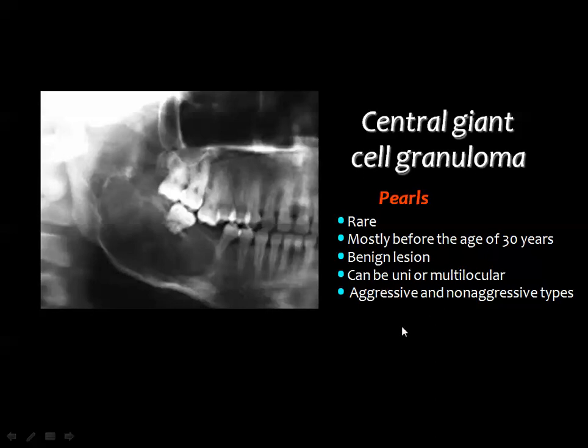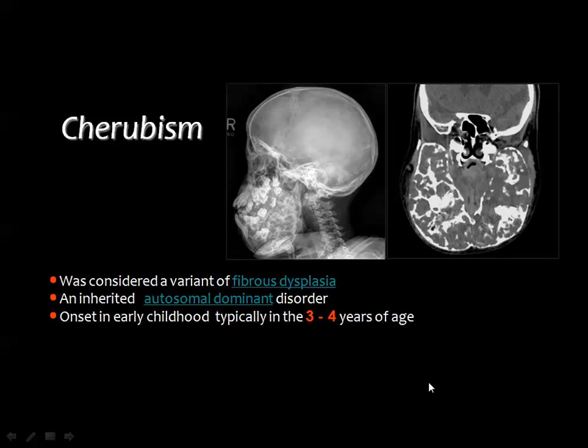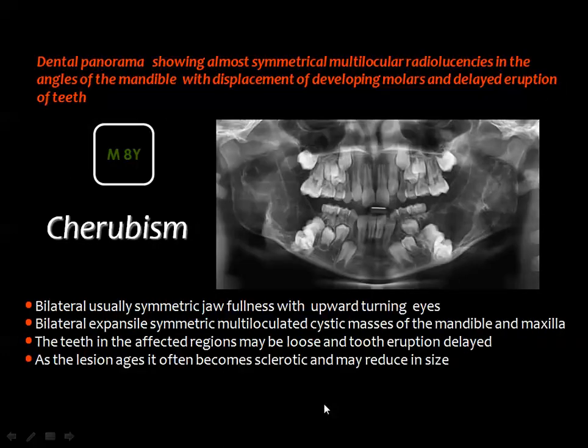Then cherubism is considered a variant of fibrous dysplasia. There is a severe expanding lesion in the mandible, which is inherited as an autosomal dominant disorder, and this lesion is seen in children in the range of 3 to 4 years old. There is bilateral and symmetrical involvement of the mandible with expansion and multilocular appearance, and sometimes this patient may have this classic appearance, which is upward turning eyes.